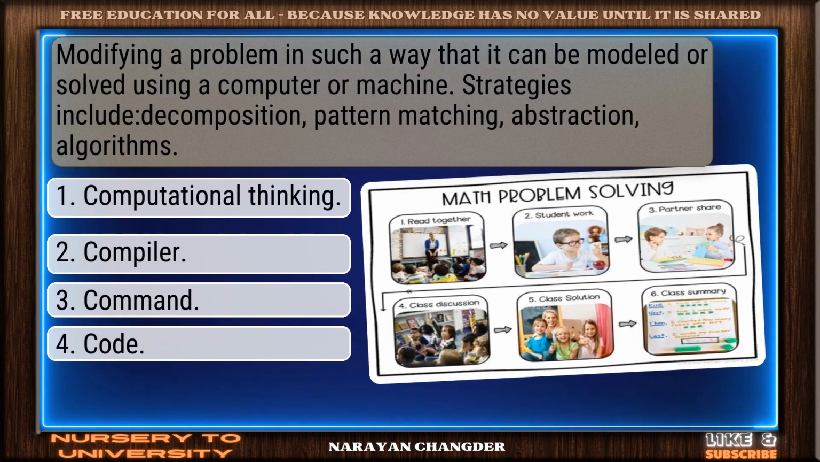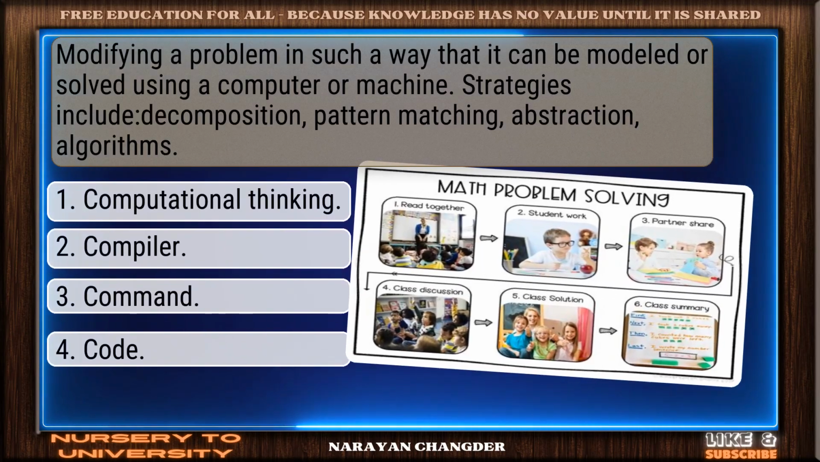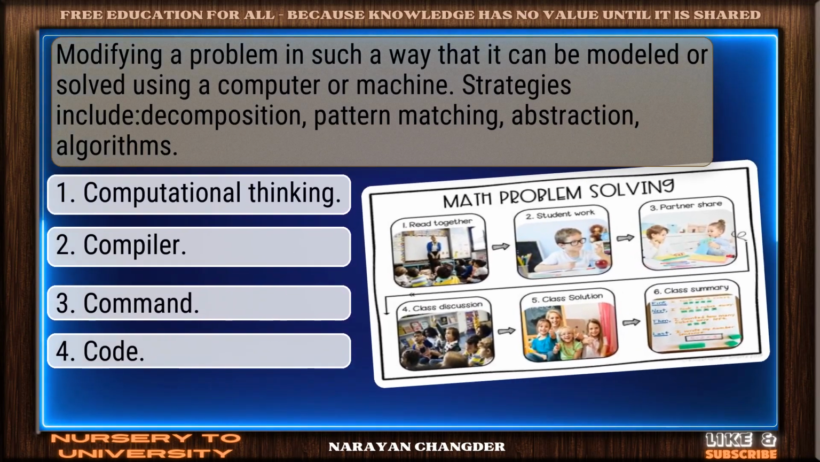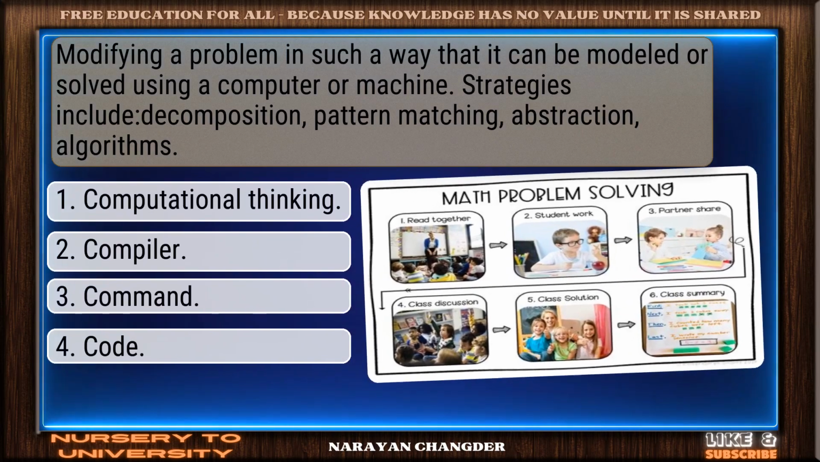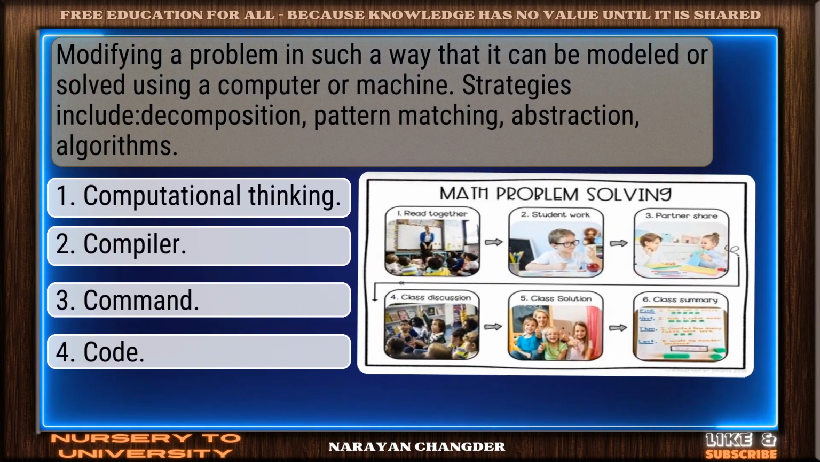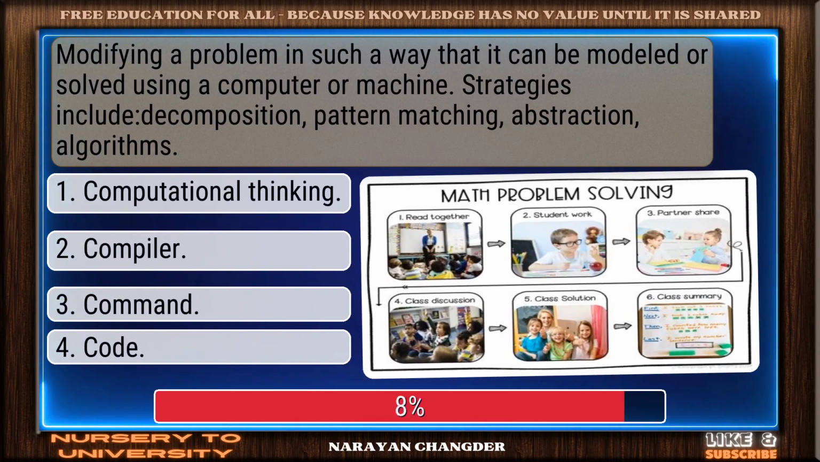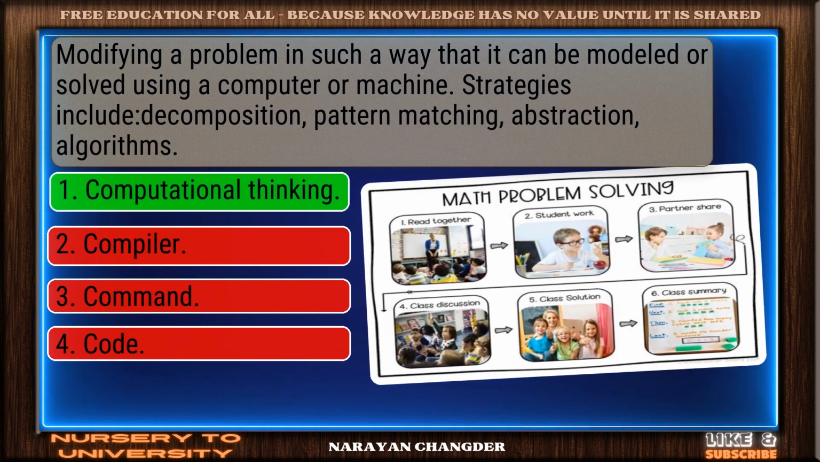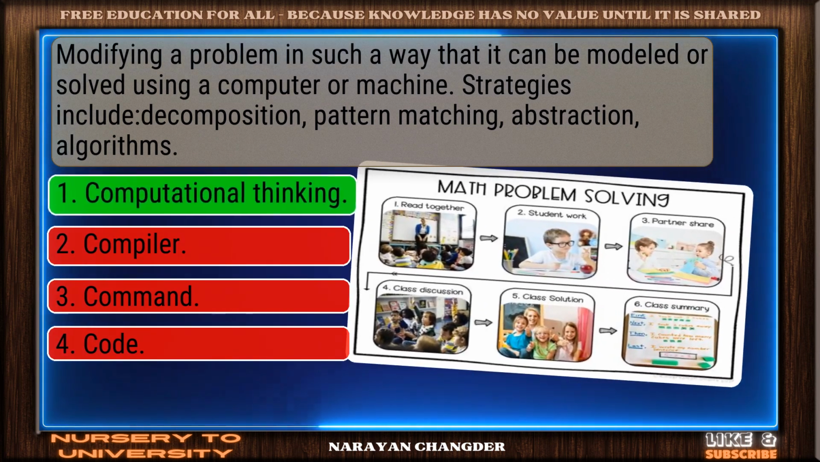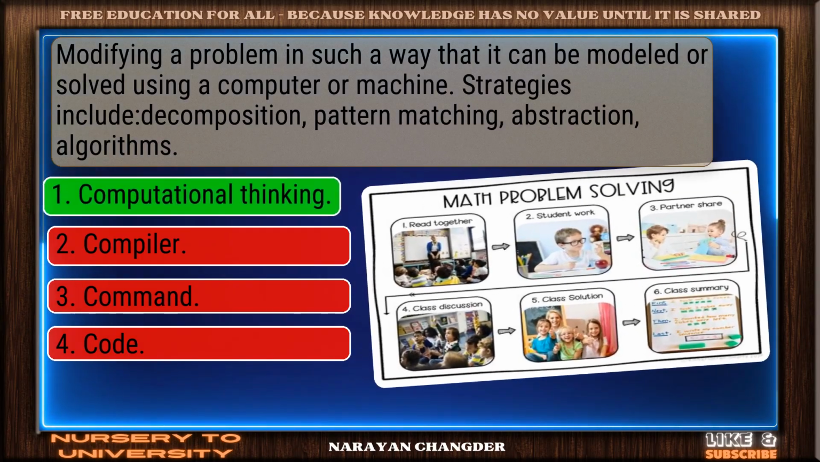Question number 4. Modifying a problem in such a way that it can be modeled or solved using a computer or machine. Strategies include decomposition, pattern matching, abstraction, algorithms. You got it. Your choice, computational thinking, is right.